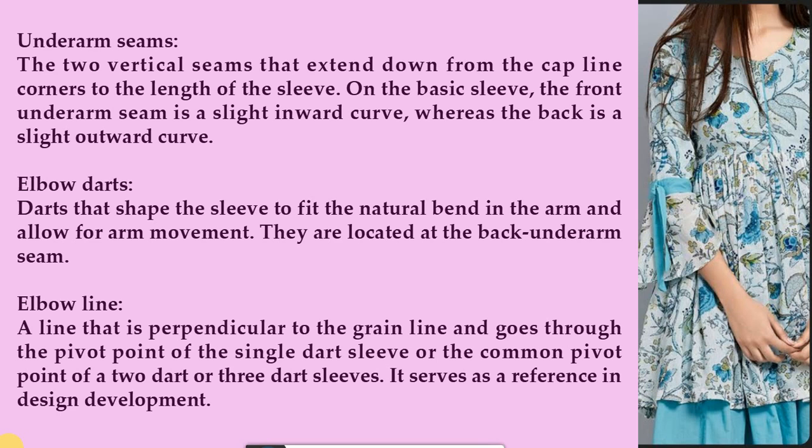On the basic sleeve, the front underarm seam is a slight inward curve, whereas the back is a slight outward curve. Elbow darts. Darts that shape the sleeve to fit the natural bend in the arm and allow for arm movement. They are located at the back underarm seam. Elbow line, a line that is perpendicular to the grain line and goes through the pivot point of the single dot sleeve or the common pivot point of 2-dot or 3-dot sleeves. It serves as a reference in design development.